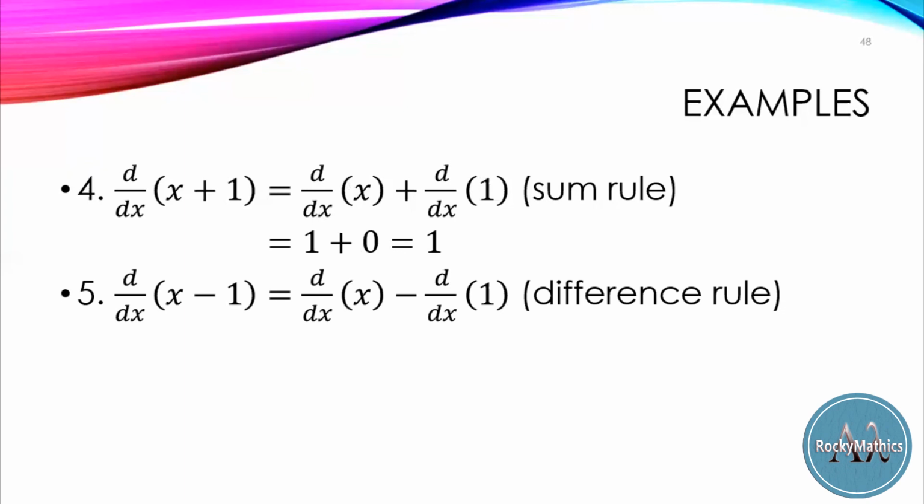The fifth and last one is the difference rule. That is getting the derivative of the difference of these two terms. We have the derivative of x minus 1. You get the derivative of x minus the derivative of 1, which is equal to 1 minus the derivative of 1. This is minus. So 1 minus 0 is equal to 1.